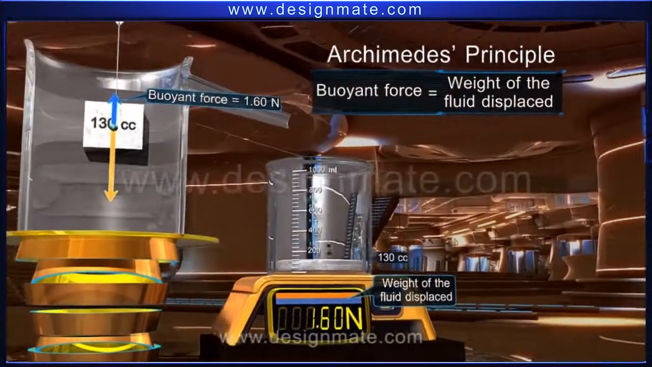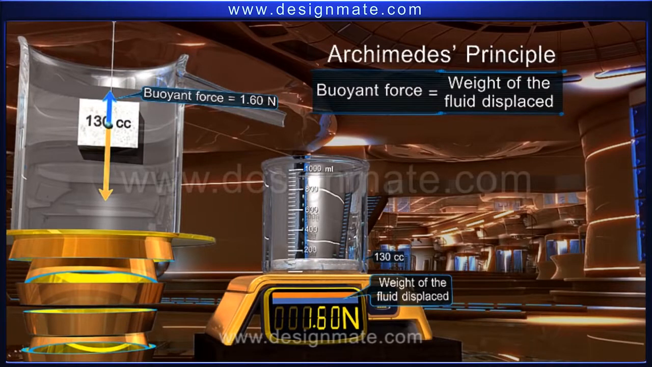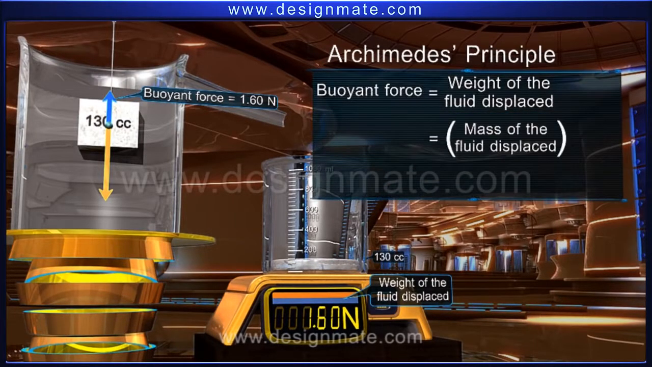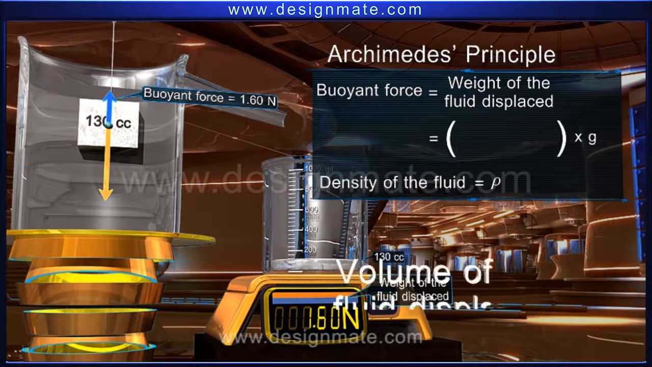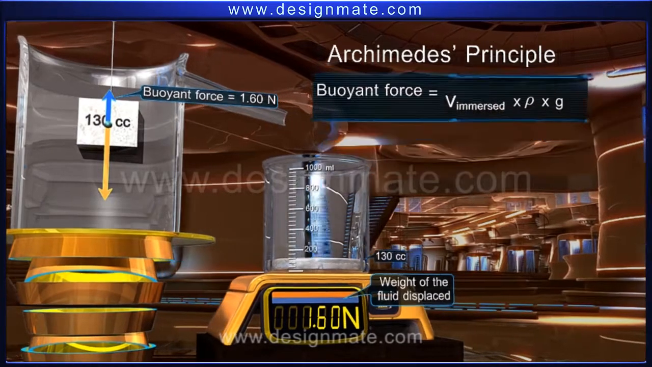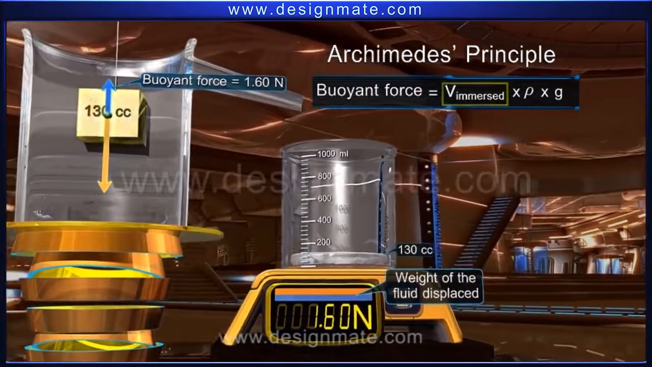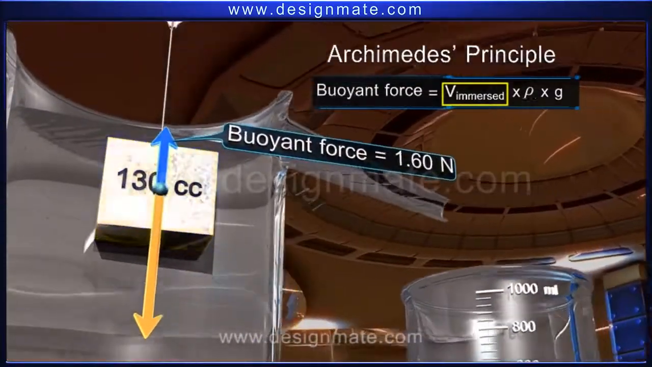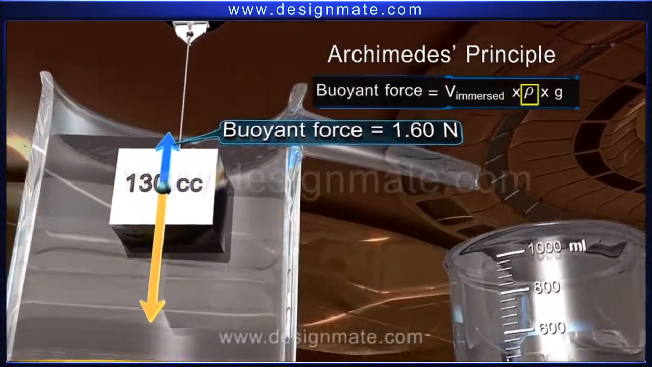Now, the weight of the fluid displaced is equal to the mass of the fluid displaced times the acceleration due to gravity g. If the density of the fluid is ρ, then the buoyant force is equal to volume of the fluid displaced × ρ × g, which is equal to volume of the immersed part of the object × ρ × g. This equation clearly shows that the buoyant force depends only on the volume of the immersed part of the object and the density of the fluid.